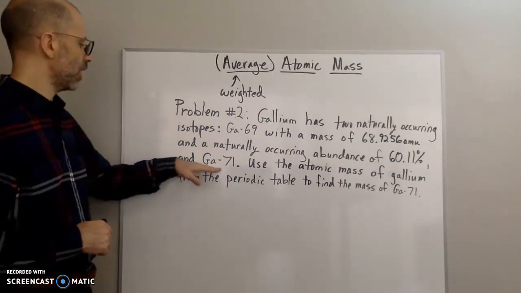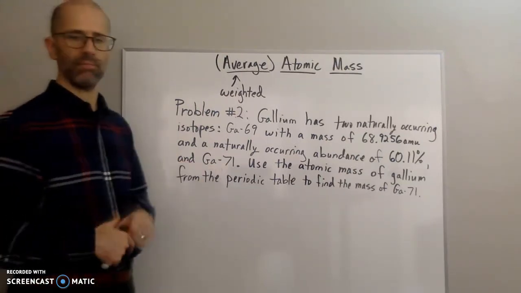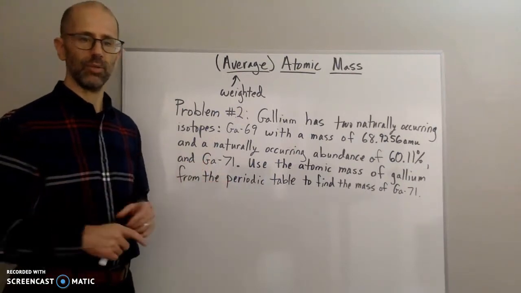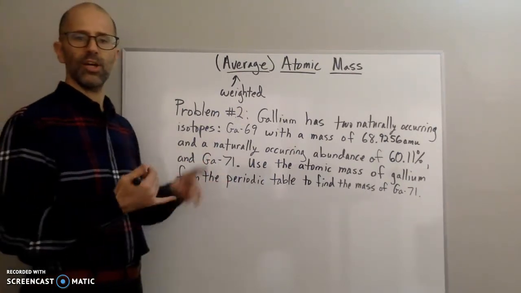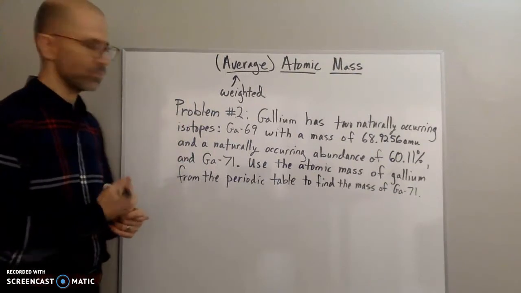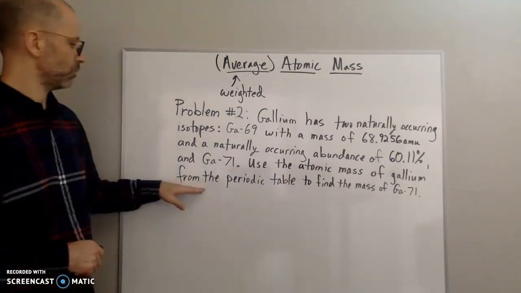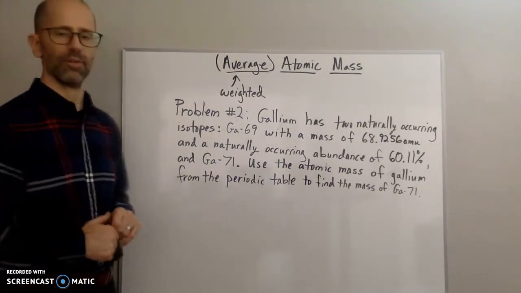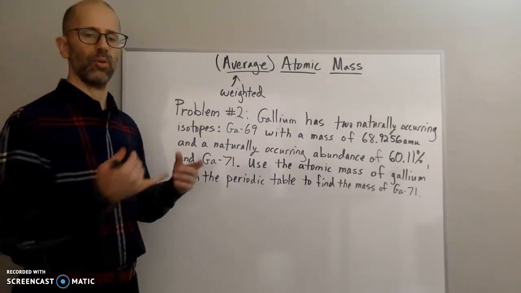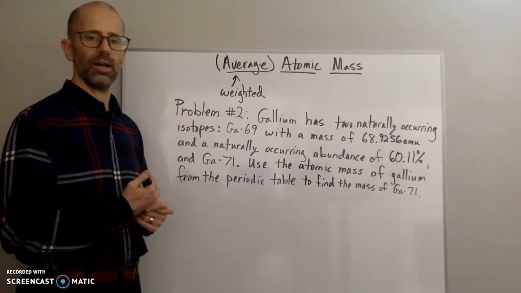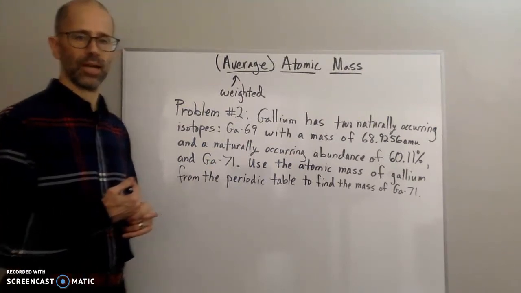And then the other isotope is gallium-71. That's all they give us. Gallium-71. No mass, no percent abundance. And then they say use the atomic mass of gallium from the periodic table to find the mass of gallium-71. Okay, so we get to use the atomic mass from the periodic table.